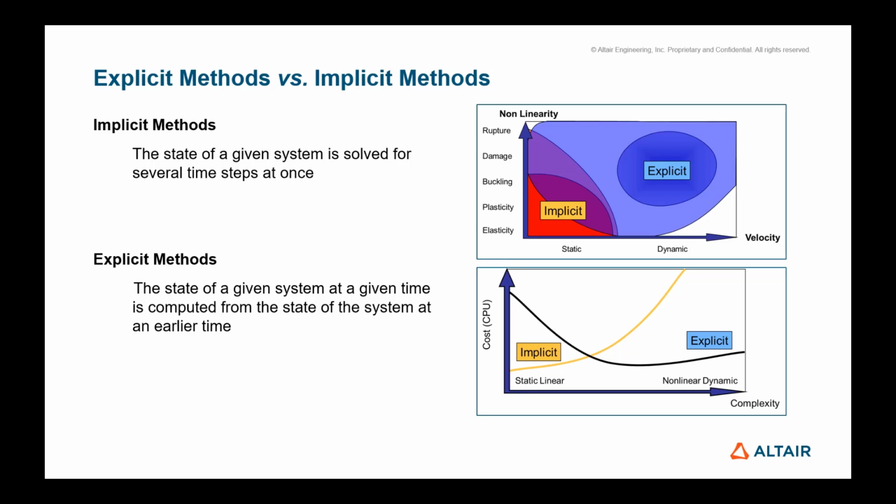In explicit methods, the state of a given system at a given time is computed from the state of the system at an earlier time. Implicit methods are well adapted to static or quasi-static problems that are linear or not too much non-linear. In those cases, large time steps can be used and CPU cost remains small. Crash problems are dynamic ones with high deformations and contacts to manage, in addition to plasticity and often damage and rupture, so highly nonlinear, and that is why we use explicit methods to solve them.